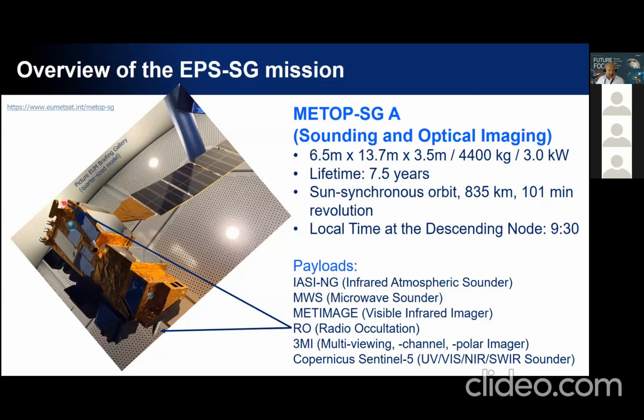METImage, which is a visible infrared imager. Then we have the radio occultation, and you can see here and here the 2 radio occultation antennas. Then we have the 3MI, which is a multi-viewing, multi-channel, multi-polarisation imager. And finally, we have the Copernicus Sentinel-5 sounder, which is a sounder in the ultraviolet, visible, and infrared bandwidths.